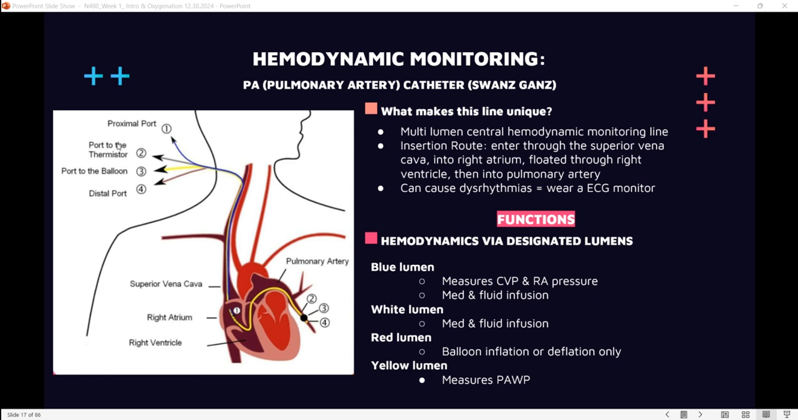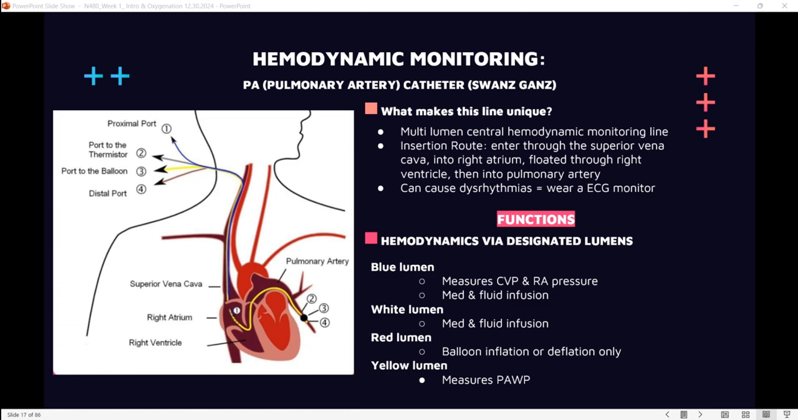So I like to think proximal means first, kind of further inward or higher up. So our proximal port, our first port, our blue lumen, goes all the way down and terminates in that right atria. Because it terminates in that superior vena cava right atria area, we can use this lumen to measure CVP.